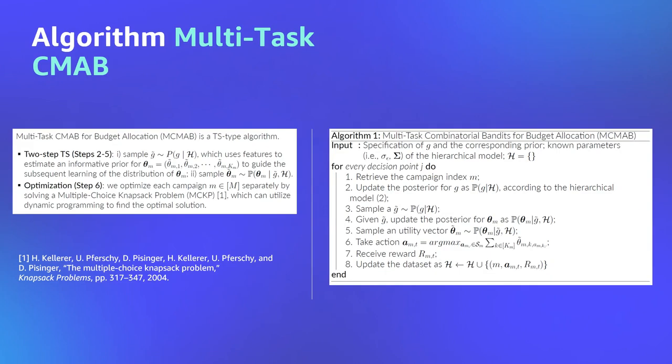Here's our algorithm. Our learning strategy is to first update the posterior, and then second, using the derived posterior, use a two-stage Thompson sampling algorithm to create feature-based expected return. Then finally, using dynamic programming to solve a multiple choice knapsack problem that determines the budget allocation.